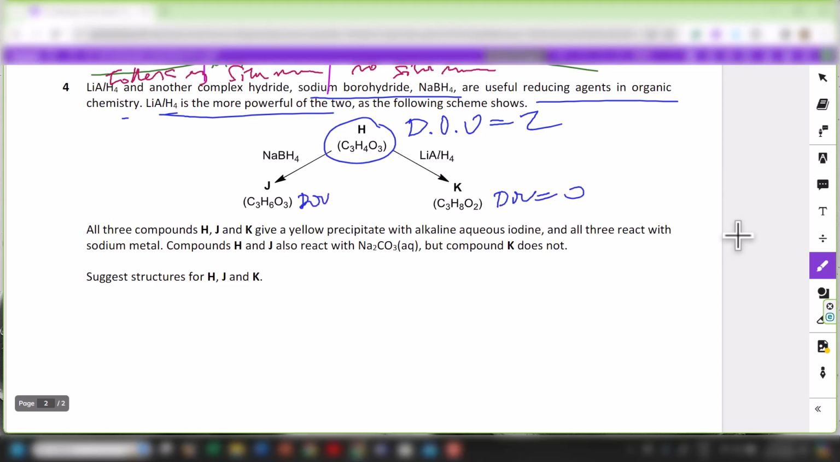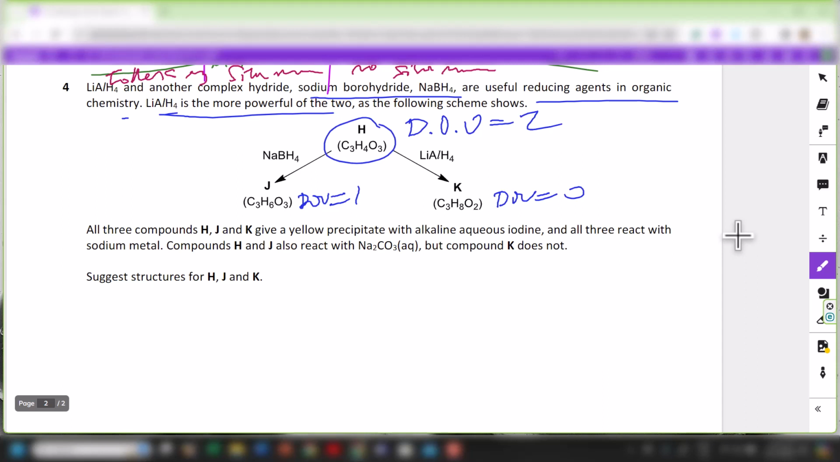So you notice that for the case of H, it becomes a saturated compound, which is K, when it's reduced by lithium aluminum hydride in dry ether. But for sodium borohydride, in the case of H, it gets reduced, but the degree of unsaturation reduces just from 2 to 1, so it's not saturated. So one part of it is still unsaturated.